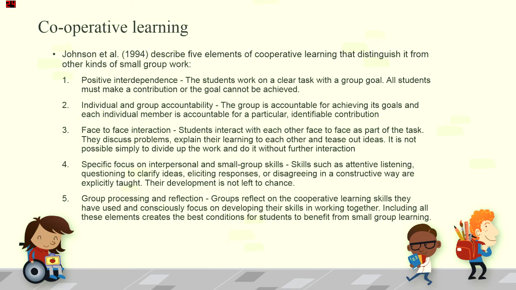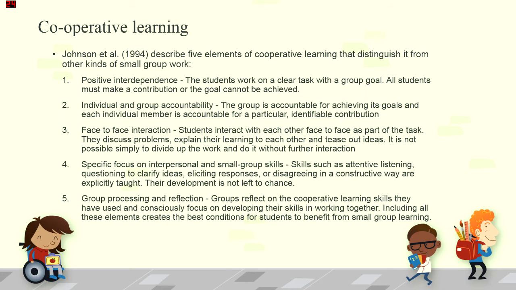The next constructivist approach is called cooperative learning. Johnson describes 5 elements of cooperative learning that distinguish it from other kinds of small group work. They outline how cooperative learning encourages positive interdependence, where students work on a clear task with a group goal and all the students must make a contribution or the goal cannot be achieved.